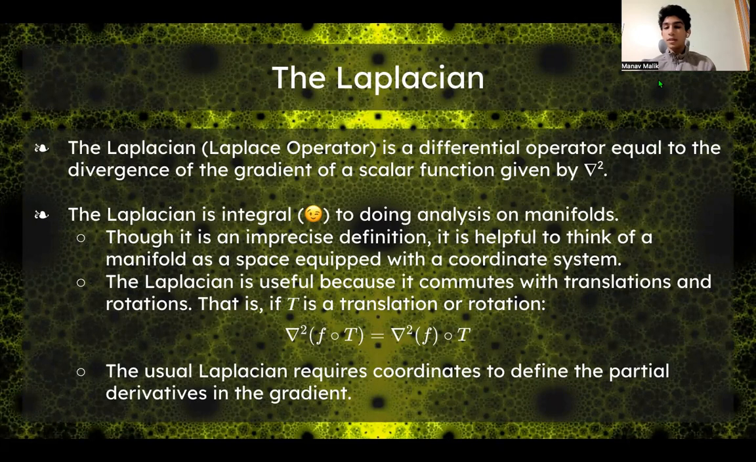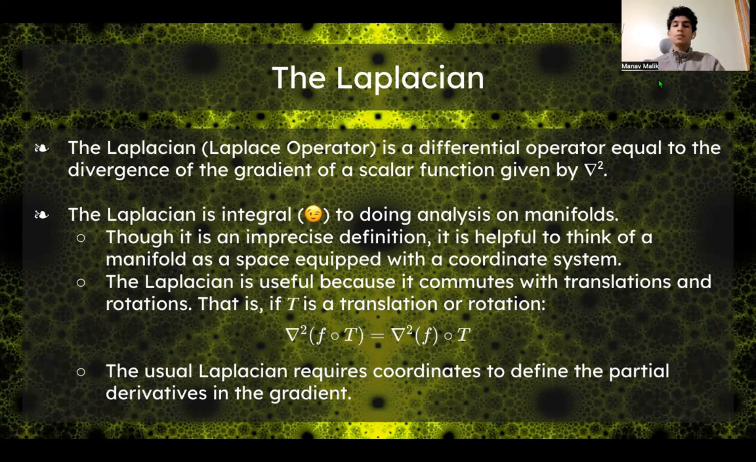We can think of manifolds as being a topological space that's equipped with a coordinate system, though that's not the most precise definition. And in these cases, the Laplacian is useful because it commutes with translations and rotations. That is, if you have a function f, you can translate it or rotate it by composing it with the function given here, T, and the Laplacian after that composition is the same as composing the function with the Laplacian of f.